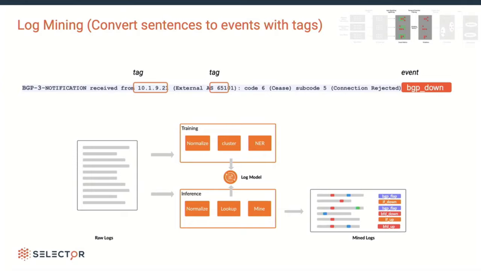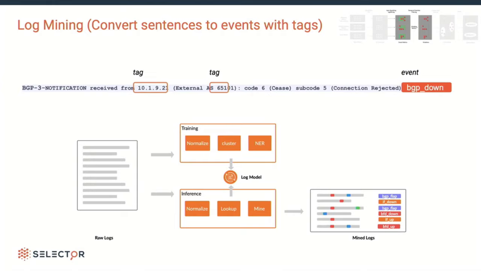Inside a log line, there are important entities. This log line refers to a BFD session. This log line refers to an interface. This log line refers to an ASN number. So in this log line, we've highlighted that there is a tag called 101912, or there is ASN number 65101. You need to be able to infer that.